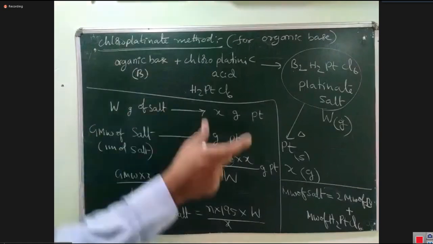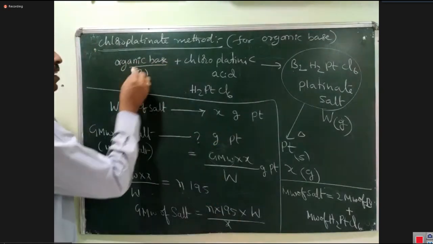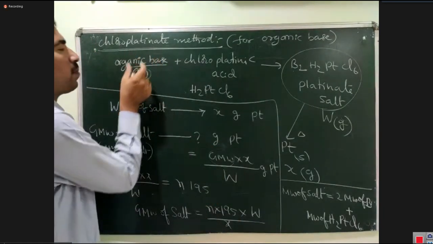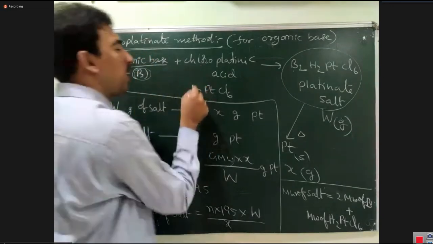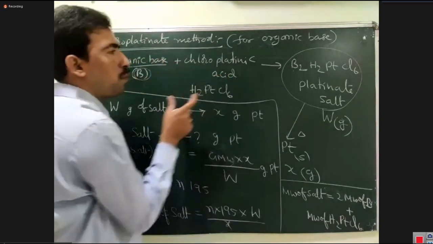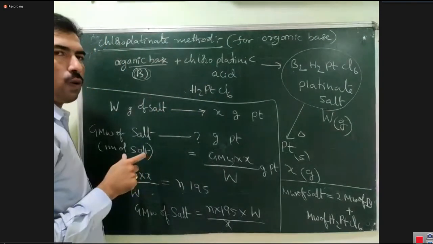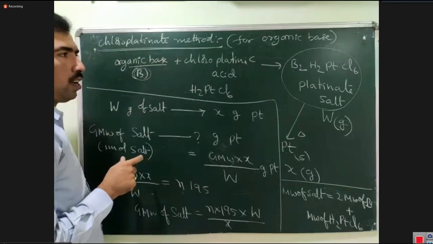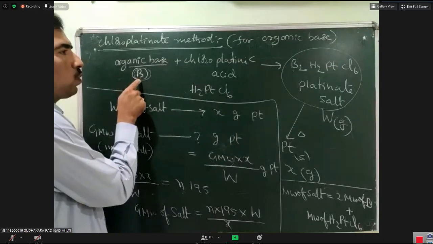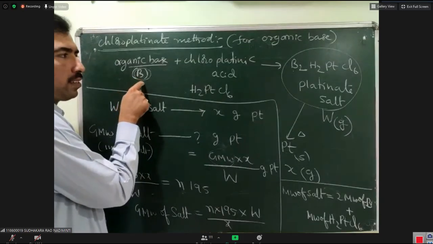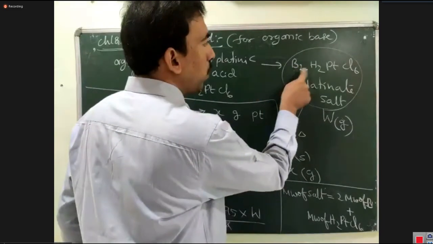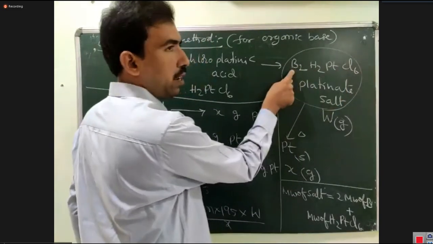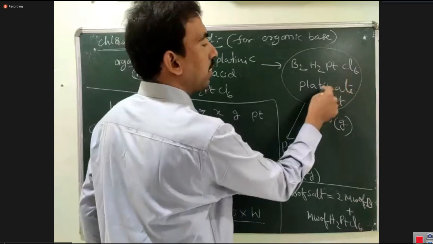All of you please listen carefully. Some organic base is taken, termed as B. That compound B is treated with H2PtCl6, chloroplatinic acid. Every 2 moles of organic base react with 1 mole of chloroplatinic acid, so B2H2PtCl6 is the salt formed.